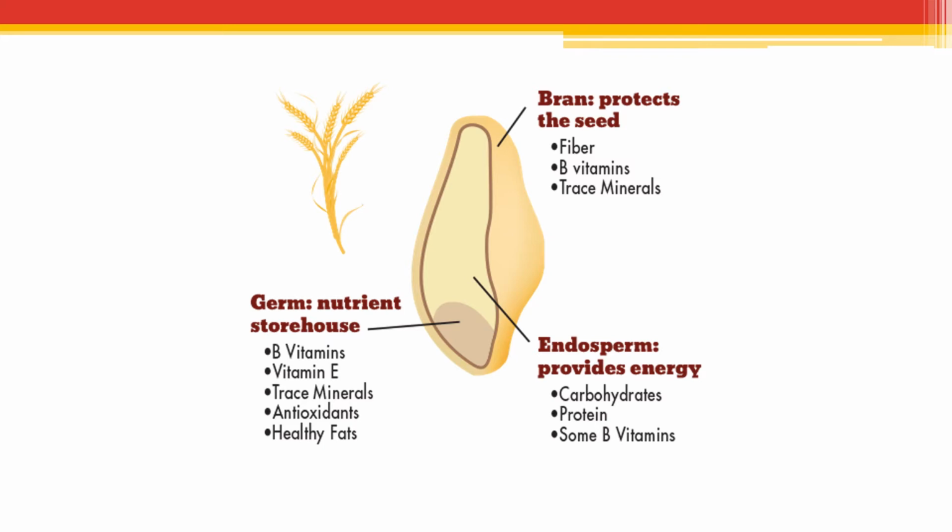Here you can see the structure of a grain of wheat, in which three main parts are visible: bran, endosperm and germ. The major part is the endosperm, right? And a very small part of germ is there along with the bran, which is the outer layer of the wheat.